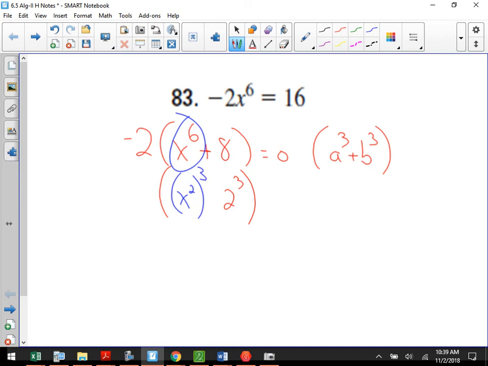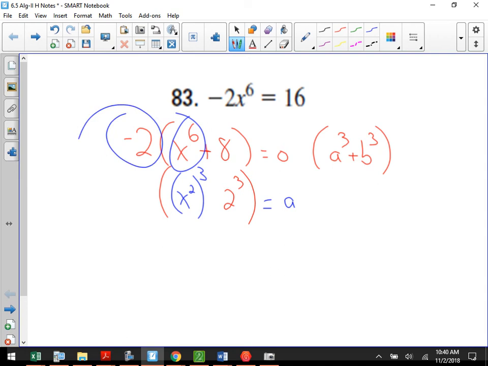So when you see something that's got a weird exponent, take that exponent and divide it by 3, because you want to do power to power. When you have exponents raised to exponents, you're always going to multiply them together. So in this case, you have power to power, you multiply. Now it fits the pattern.